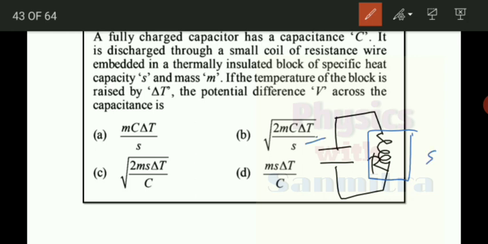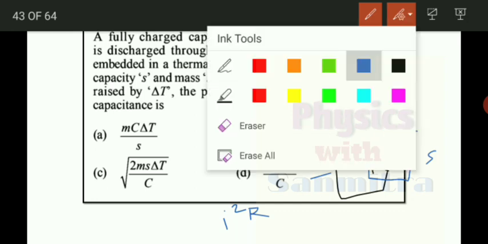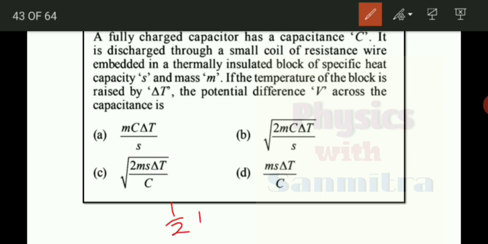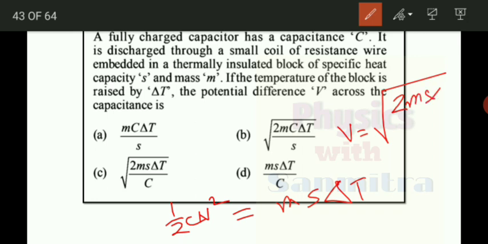Now as it is discharging, this energy is being released as heat, that is I squared R, I can say. Since this energy is released as heat, it is used in raising the temperature. So what is the total energy of the capacitor? The capacitor energy is half CV squared, which is totally discharged in the RC circuit, and that is used to raise the temperature, that is m s delta T. So V I can write as the square root of 2 m s delta T by C. So option C is the correct answer.